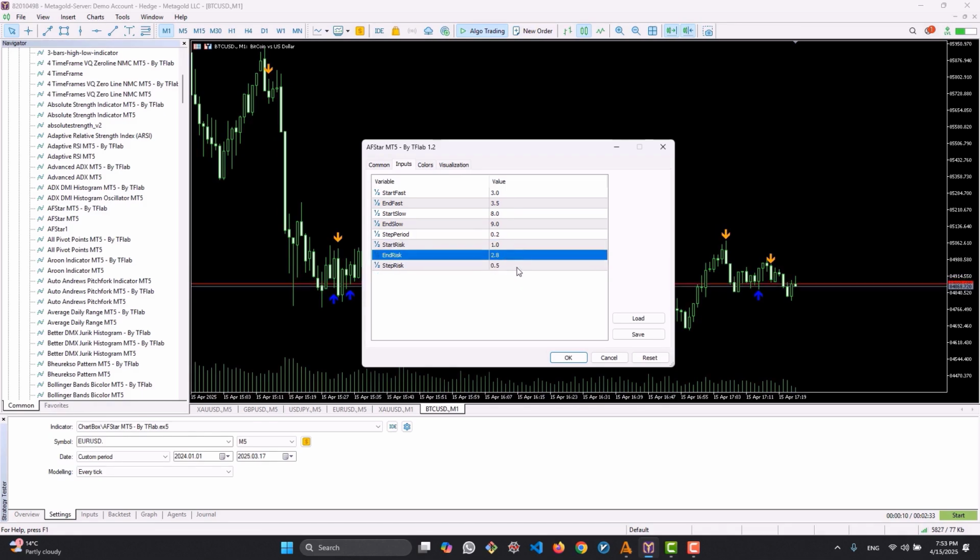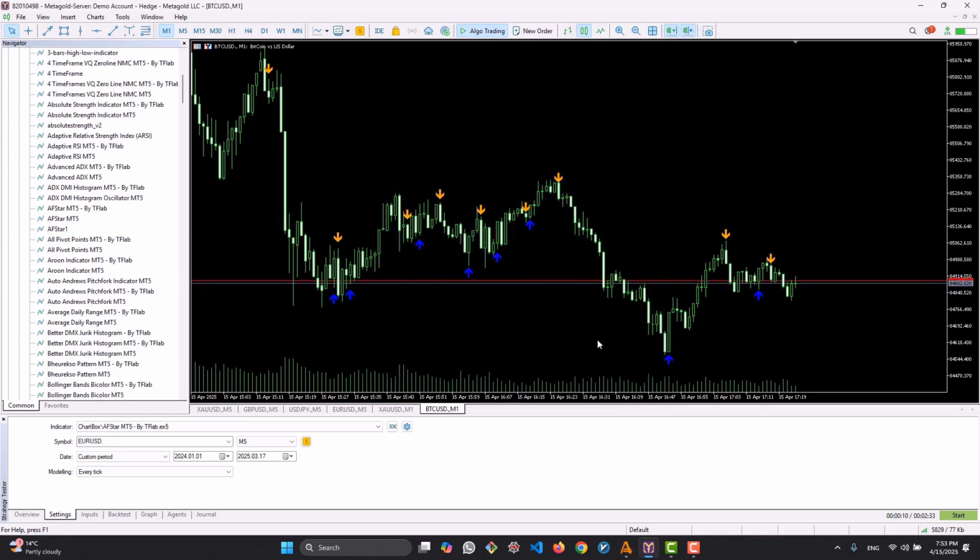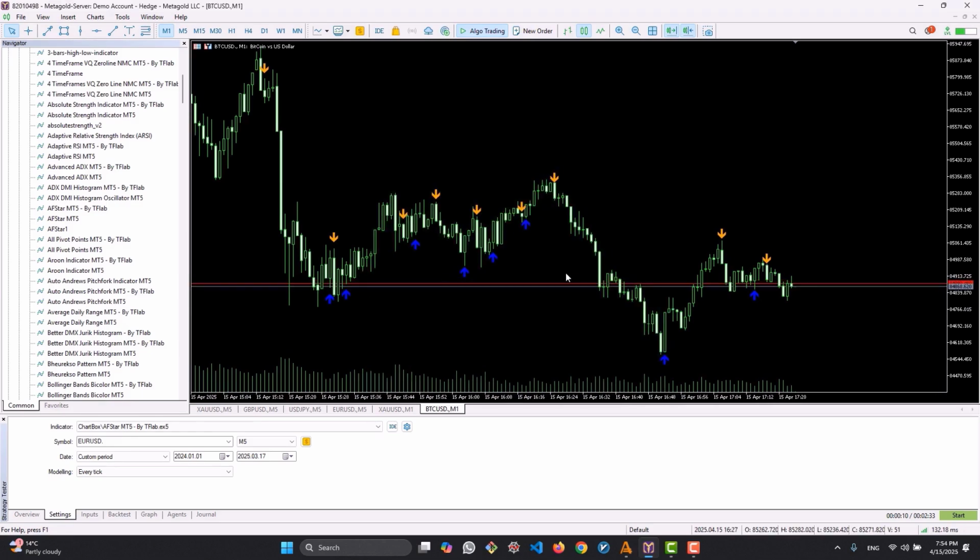We can choose these values based on the symbol we are trading and the time frame in which we are trading to match them accordingly. Let's watch the live test of this indicator on the MetaTrader 5 platform.